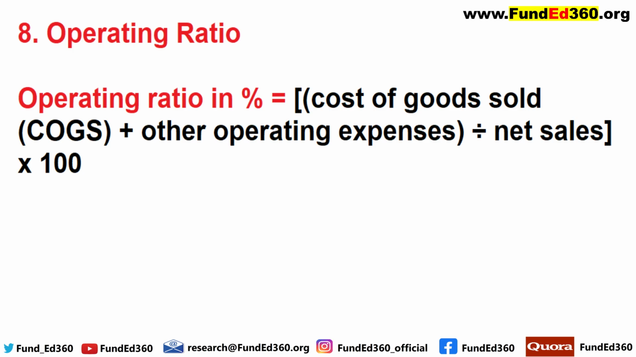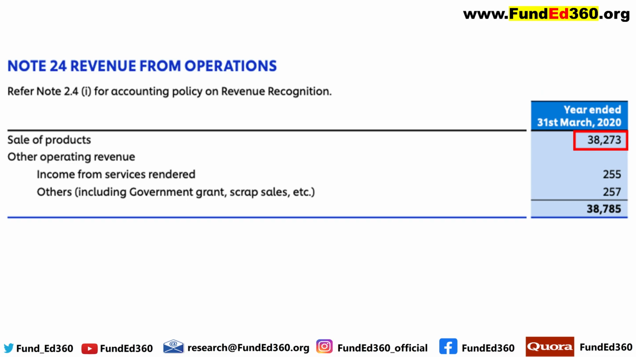Mathematically it can be expressed as a ratio. You first add the cost of goods sold and other operating expenditure. That has to be divided by the total sales. Total sales means net sales. That you can express in terms of percentage. That's the operating ratio. In the case of HUL here, cost of goods sold is given as 18,177 crores, that we have already calculated. Other operating expenses are 11,008 crores.